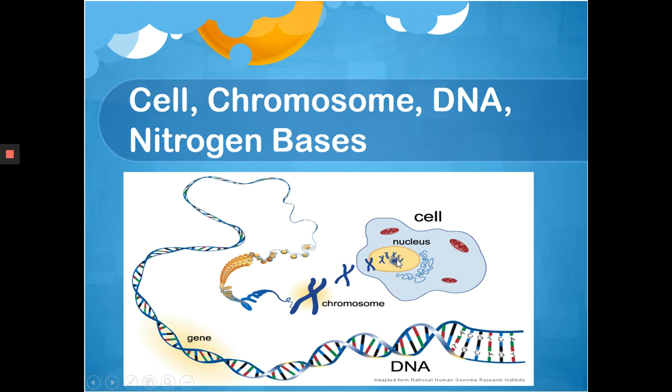So if you remember, we have 23 pairs or 46 chromosomes in the nucleus of every cell in our body that has a nucleus. Obviously, red blood cells don't have a nucleus, so they do not contain DNA. But every cell in our body that has a nucleus has our genetic code inside. So all 23 pairs of chromosomes fit inside the nucleus of the cell.